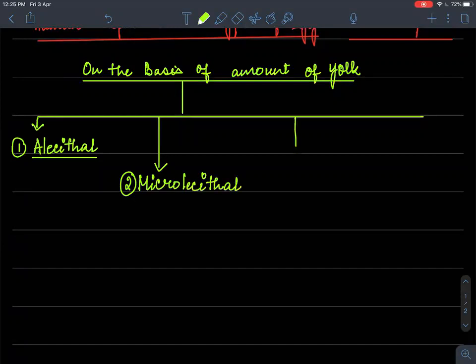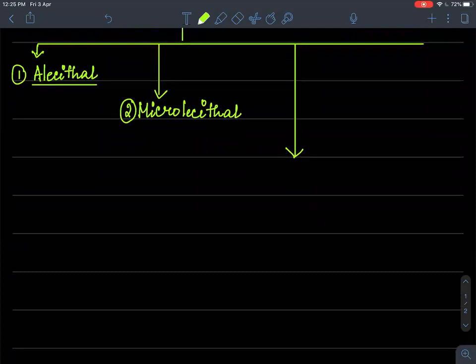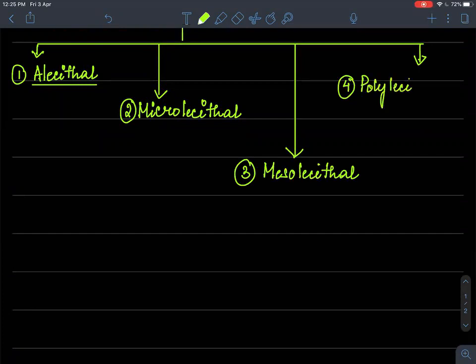The third type is called mesolecithal, where there is a moderate amount of yolk. And the fourth type, where there is more amount of yolk, is called polylecithal or macrolecithal or megalecithal eggs.